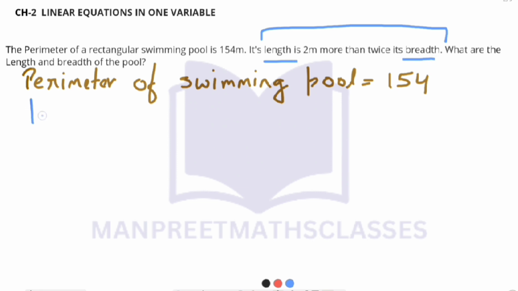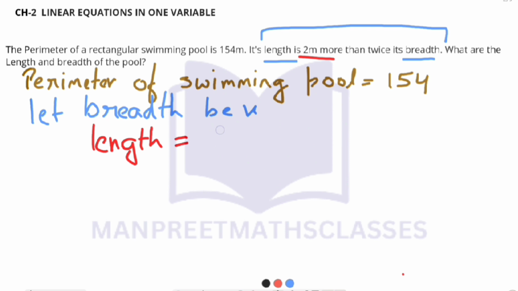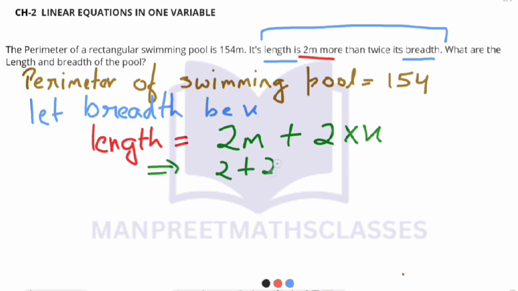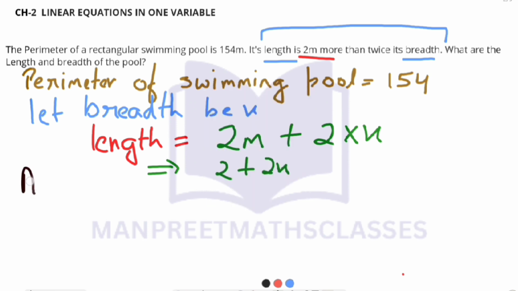So हम breadth को suppose करेंगे. Let breadth be x. Now if we took breadth as x, so its length will be, so its length is 2 meter more than twice its breadth. So 2 plus 2x is the length. Now what is given? Perimeter is given. So we'll write the formula of perimeter. What is the formula of perimeter of rectangle? That is 2 into length plus breadth.